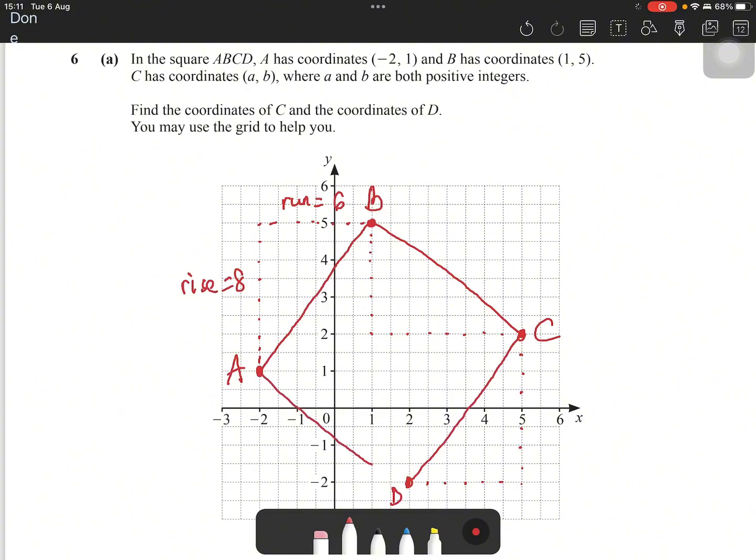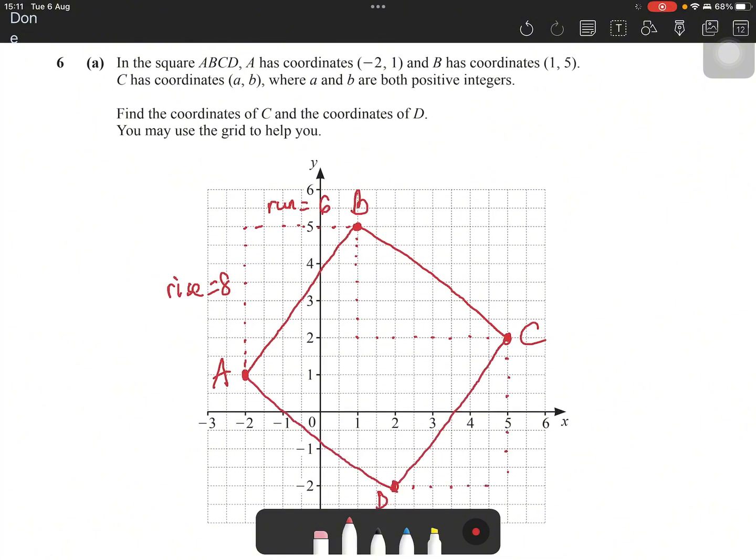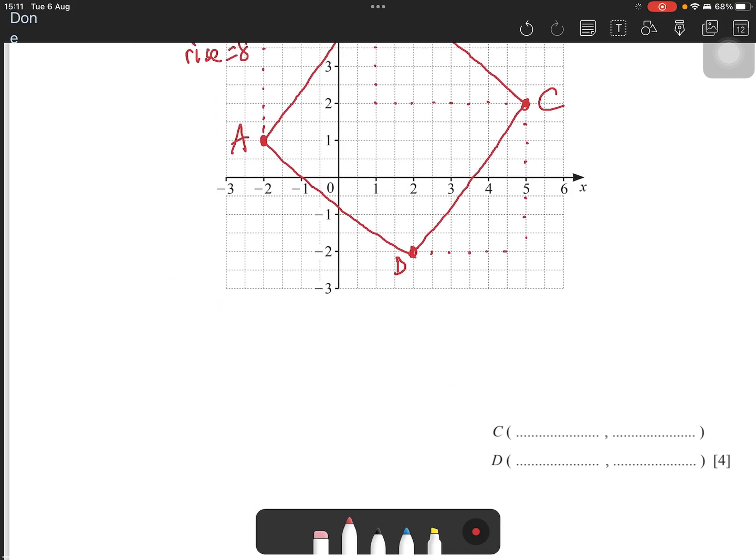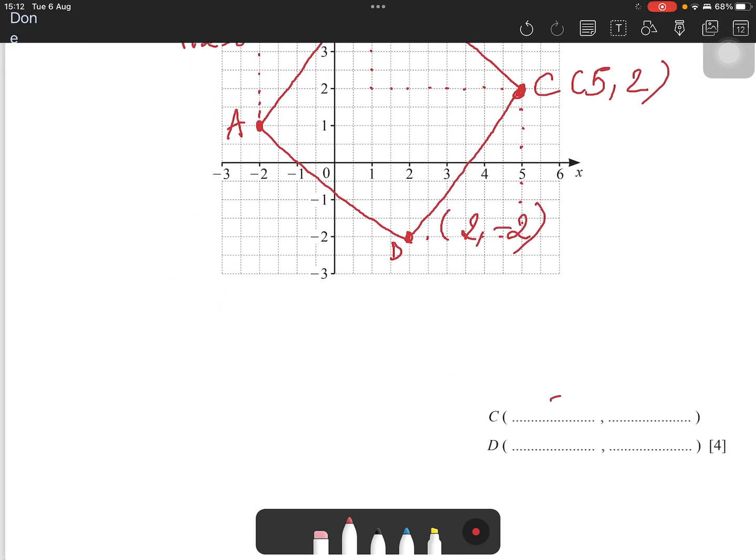Because we know that in the point C, both numbers are positive integers, the first one, (5, 2), is C. And the point D is (2, -2). So the answer is (5, 2) and (2, -2).